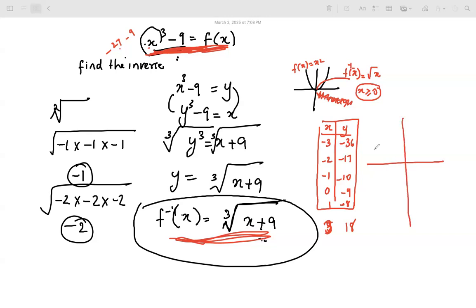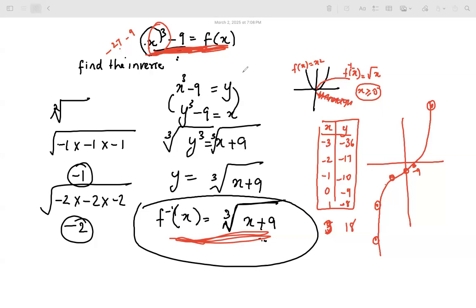So our original graph is going to be -3 is going to be -36 somewhere here. -2 is -17. -1 is -10 maybe. And then 0. What? 0 is -9? Am I making a mistake somewhere? 0 is -9. Oh yeah, 0 is -9. Okay, makes sense because the cube graph came down by 9. And then 1 is -8. And then you have 3 as 18. So basically your graph became like this.